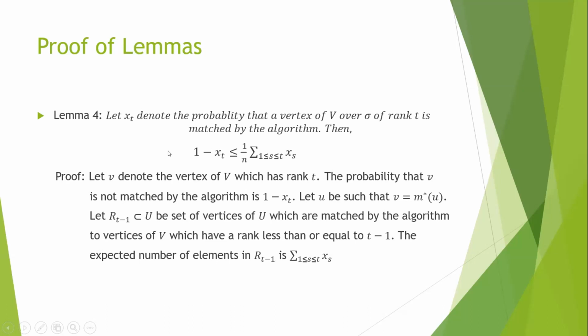Proof. Let V denote the vertex V which has rank T. The probability that V is not matched by the algorithm is 1 minus xt. Let U be such that V is matched to U by the perfect matching. And we also define the set RT minus 1 to be the subset of U such that the vertices of U are matched by the algorithm to the vertices of V which have a rank less than or equal to T minus 1. Hence, the expected number of elements in RT minus 1 is the sum of probabilities from x1 to xt.